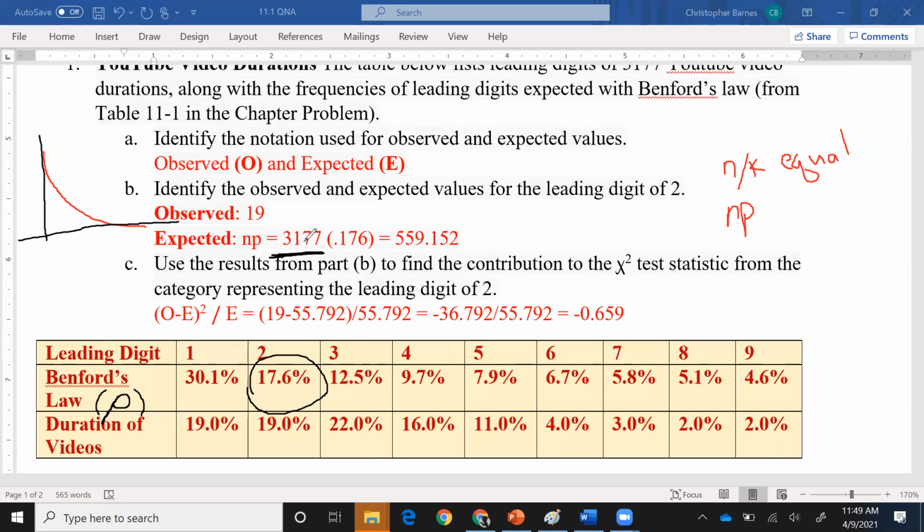We take 3,177, multiply it by 12.5, or let's say 0.097. We would do that for each category, since each of them are different. But this problem is just asking about leading digit number 2. And for leading digit number 2, the p equals this value, which is the same thing as that value. That makes sense?